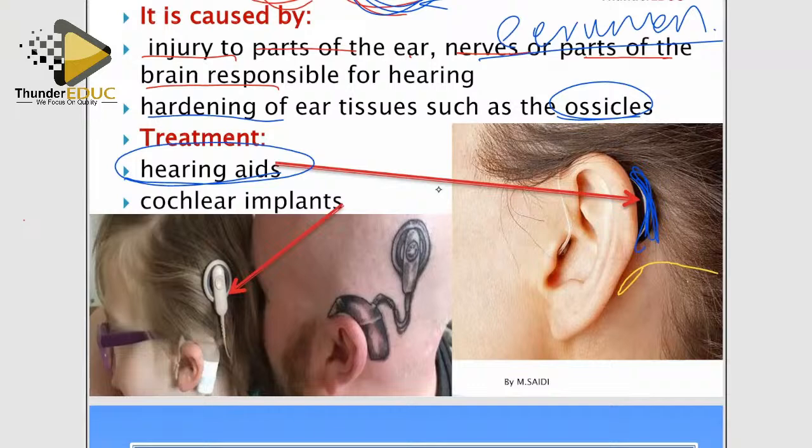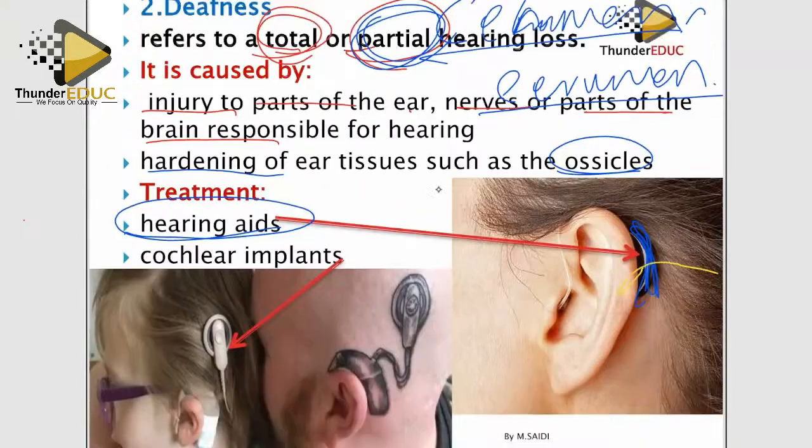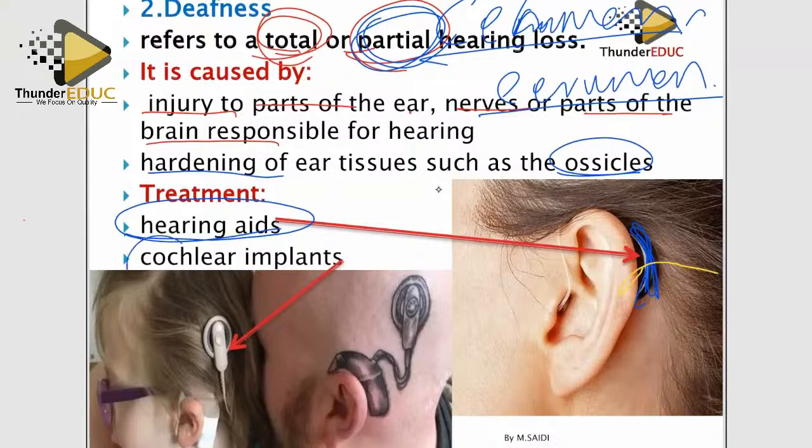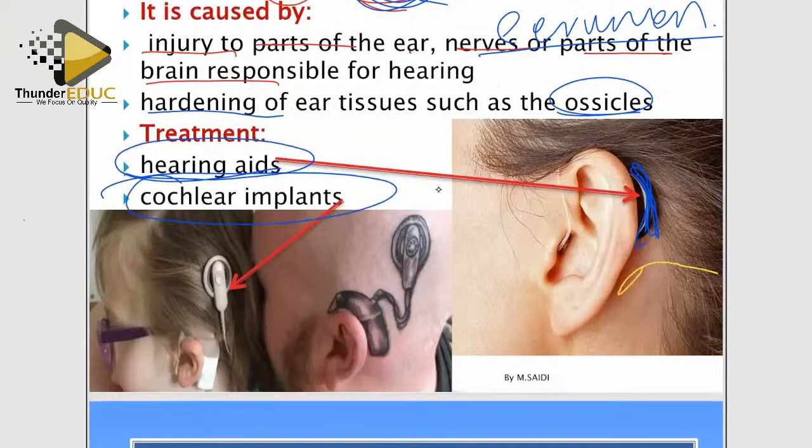Number 2, if it is your cochlea which has been damaged, then we have to do the cochlear implant, like this kid. They drill here in your head so that they reach the cochlea. This one is just a tattoo. The dad is showing the kid that no, you are not alone, I'm also having that. You understand? Just not to bring that.